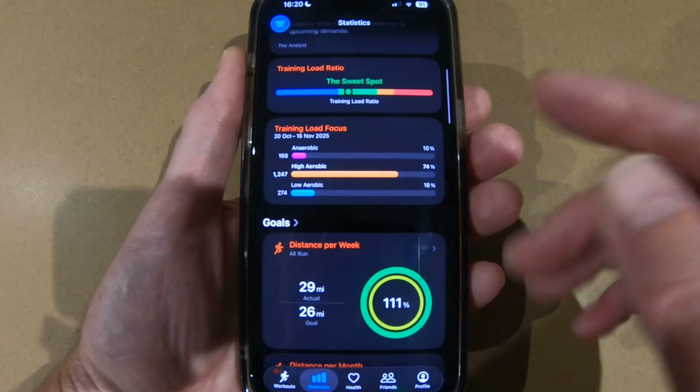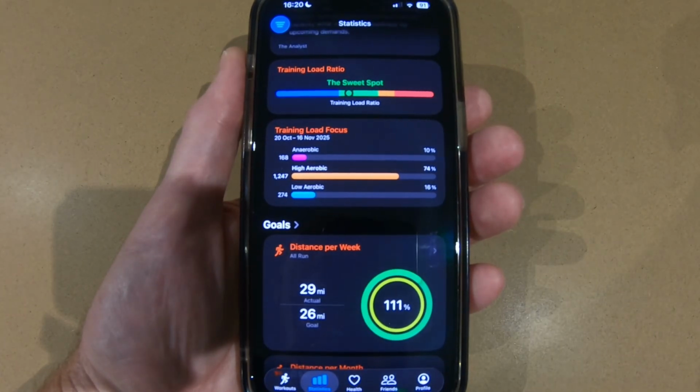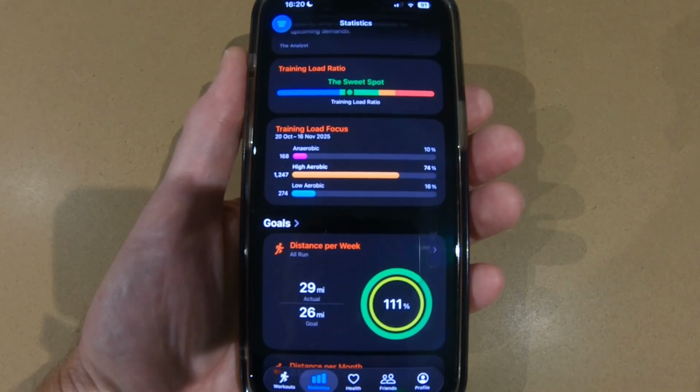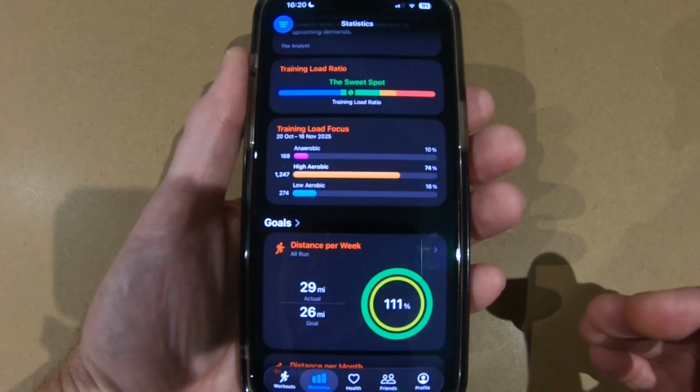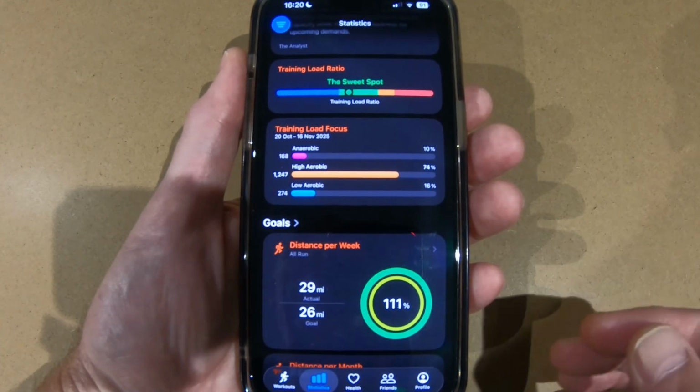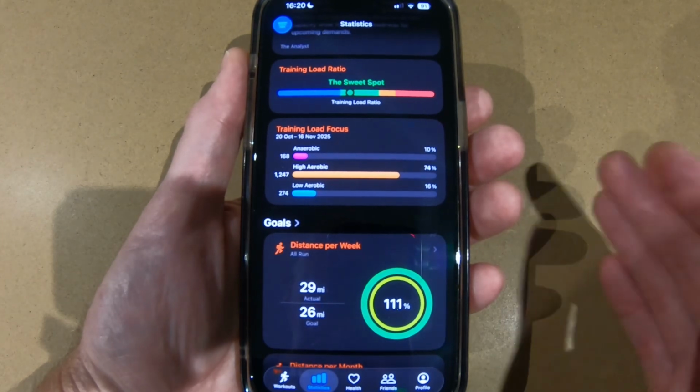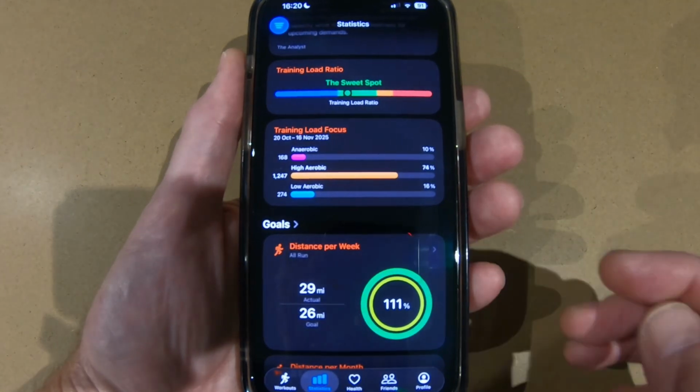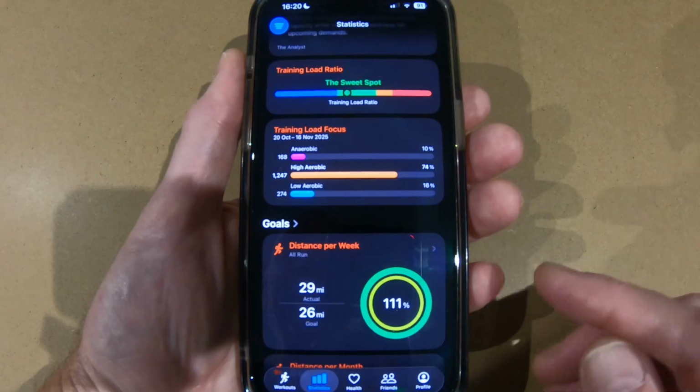Training load ratio tells you where you are. It tells you if you're overexerting yourself or underexerting yourself. I'm currently in the sweet spot, so I'm quite pleased with that. When I do a long run tomorrow, that will push up into the amber zone before coming back down again.